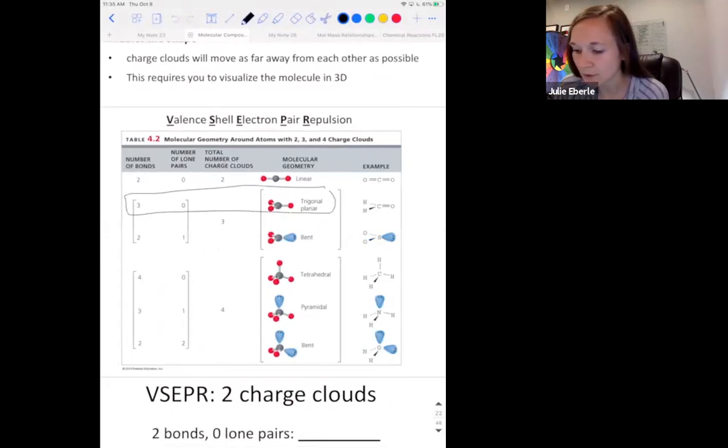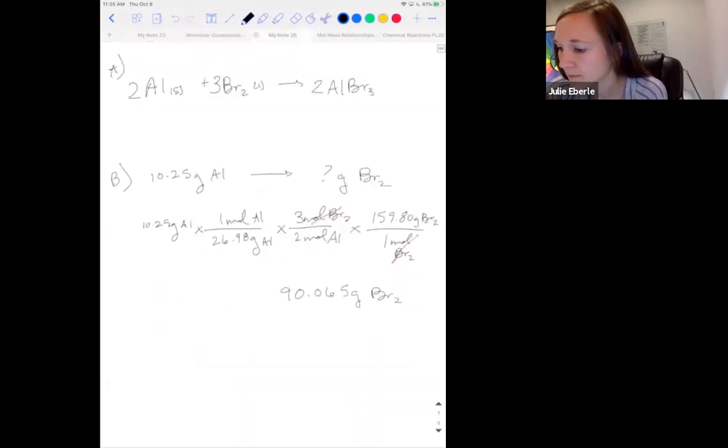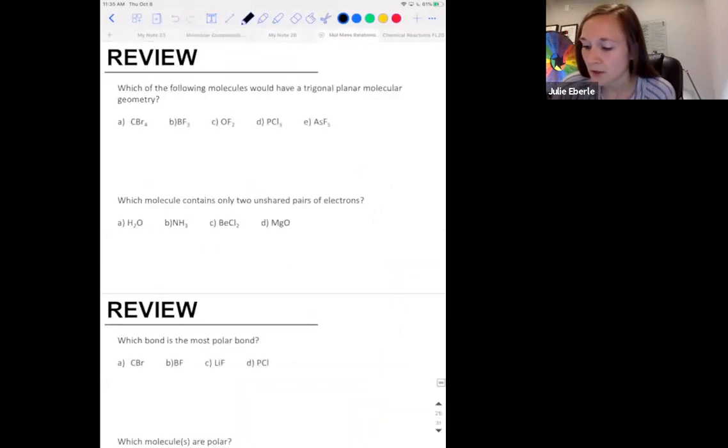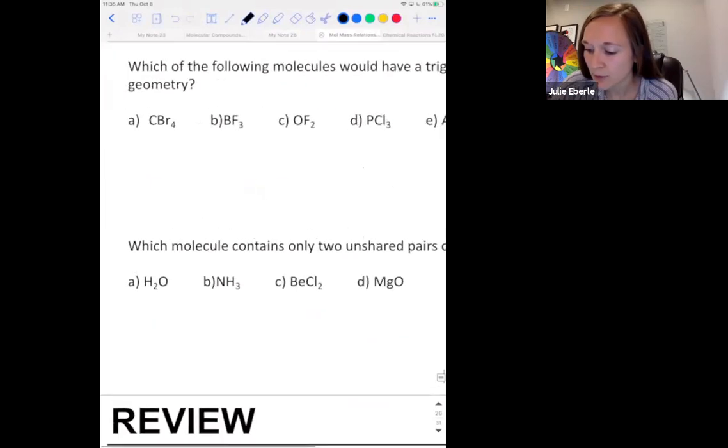So we are looking for 3 bonds, 0 lone pairs on our central atom. That is trigonal planar. So carbon with 4 bromines is going to look like this, and then all those bromines would have 3 lone pairs. So is that trigonal planar? No.